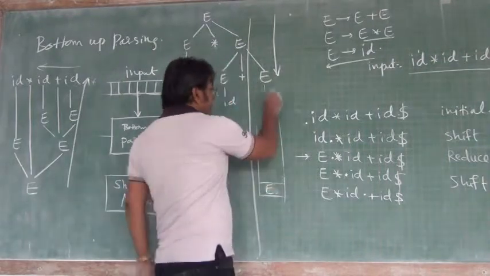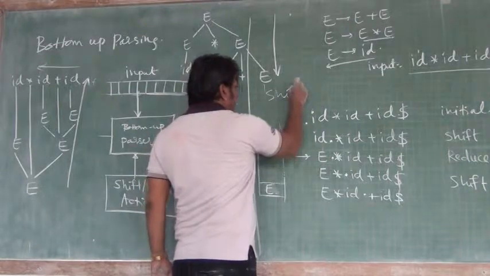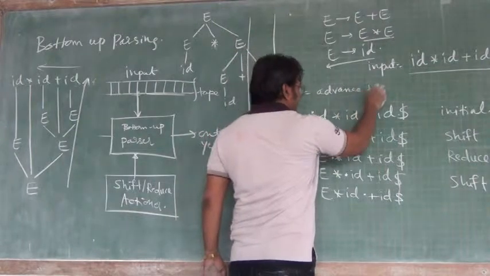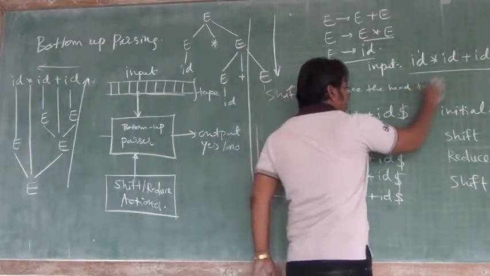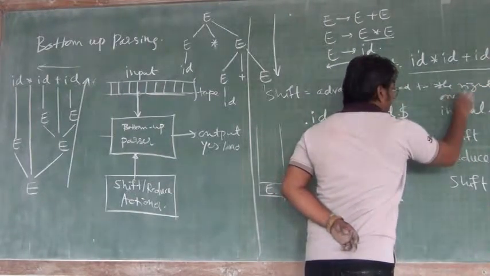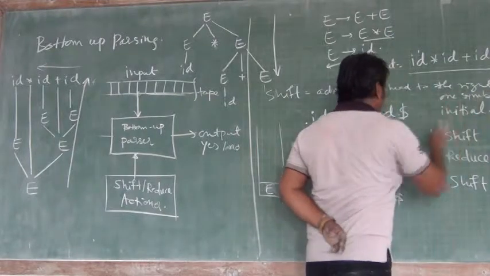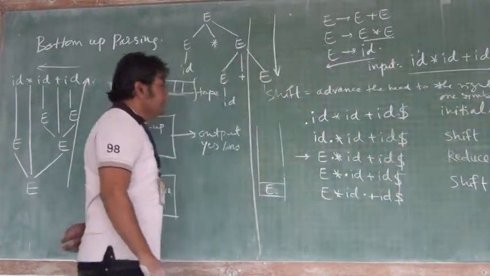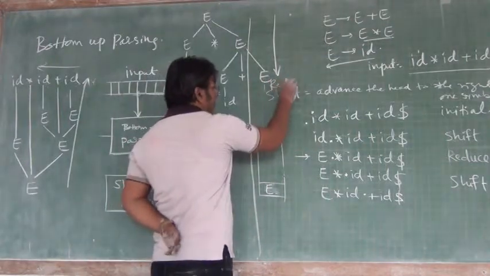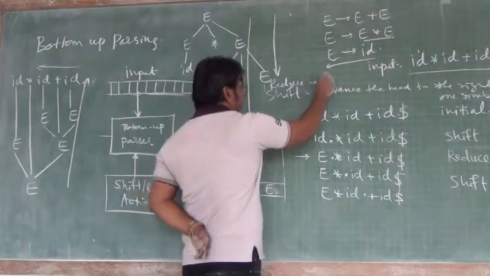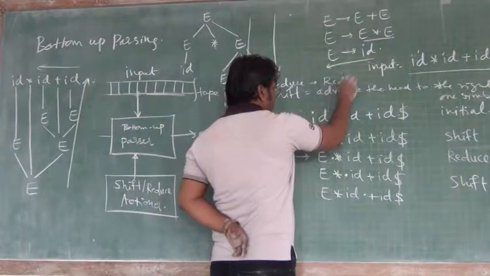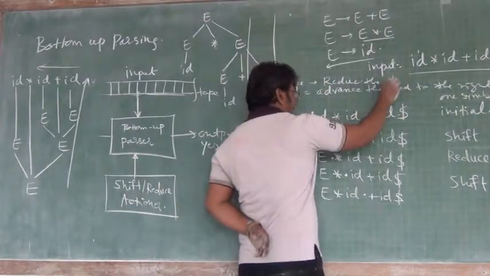Okay. So the shift action: advance the head to the right by one symbol, and that is denoted by dot. And the reduce action: reduce the RHS of a production to its LHS.